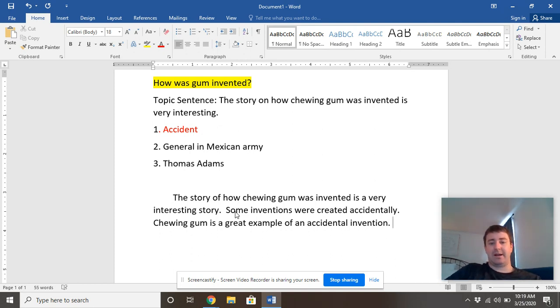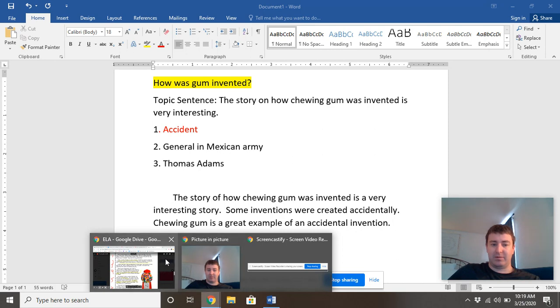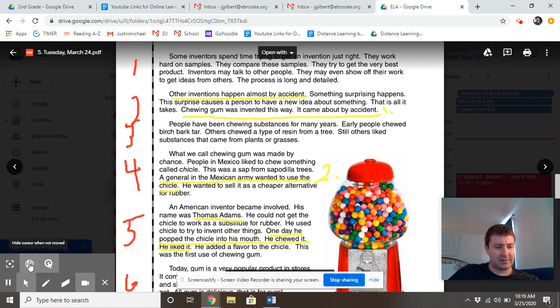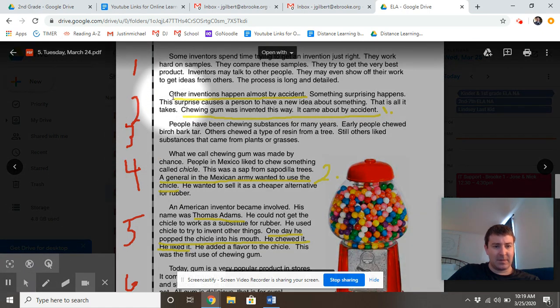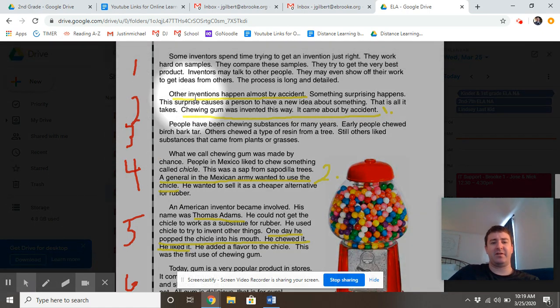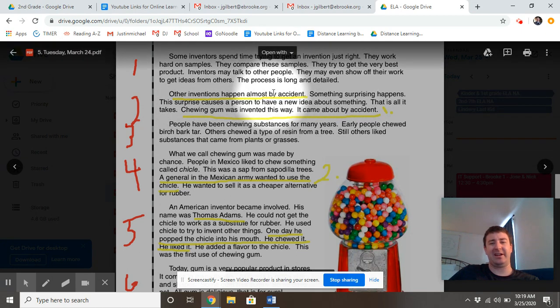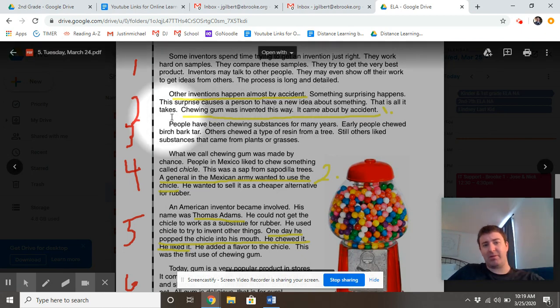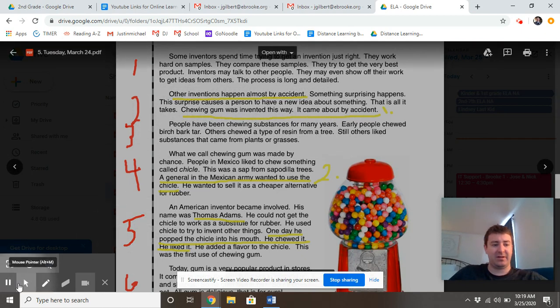So again, as I just said, based on the first part of the passage here, let me see if I can highlight this. The first part of the passage here says other inventions happen almost by accident. I kind of liked this bit, and it is a good lead into what we're going to be talking about. So we're going to start with this, and then we are going to move into how chewing gum was invented.